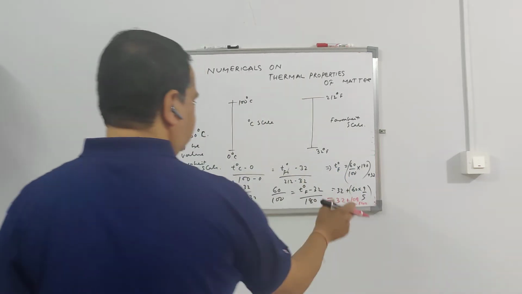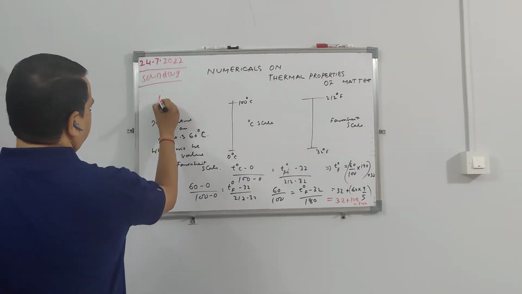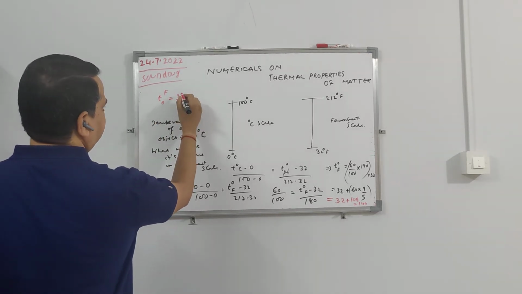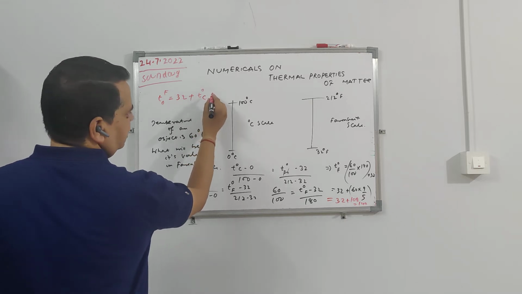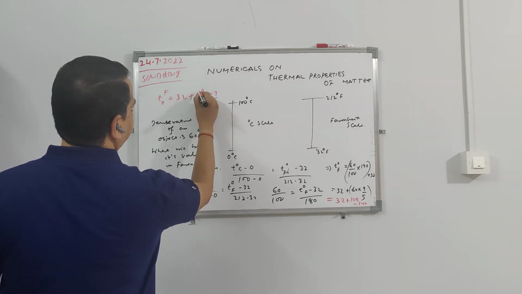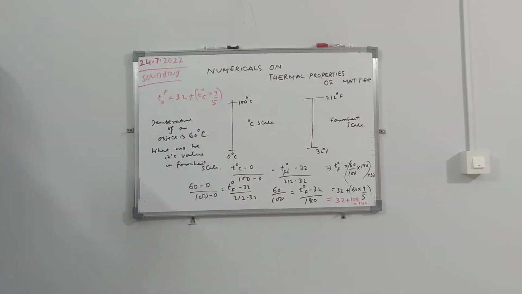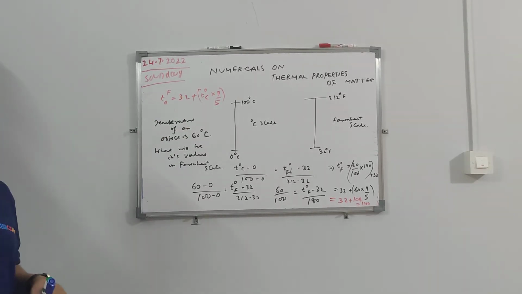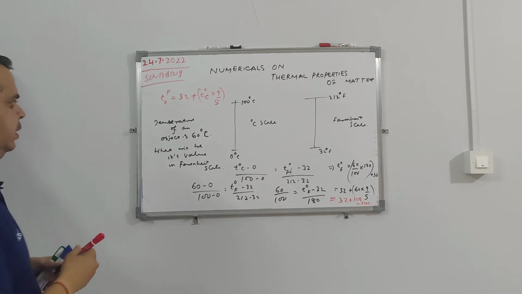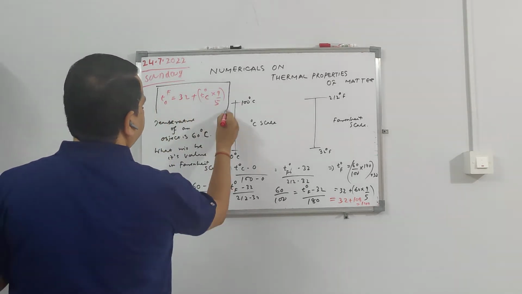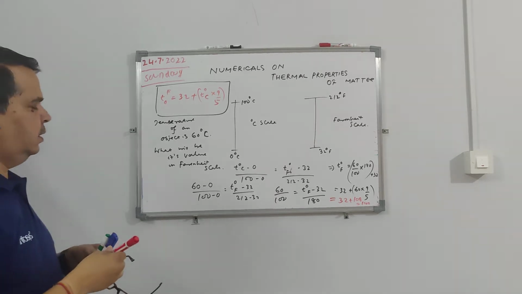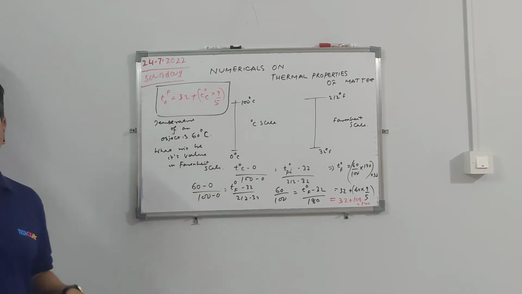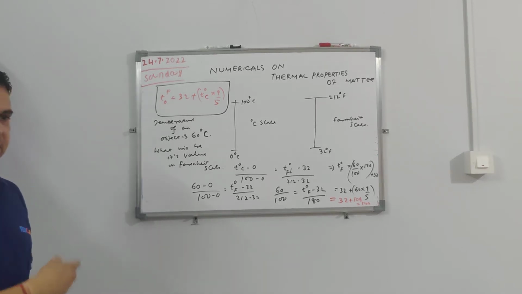So if you don't want to get into these complications, just remember that T degree Fahrenheit is equal to 32 plus T degree centigrade into 9 by 5. Just replace that 60 here. If you know this equation, you can convert Fahrenheit to degree centigrade or centigrade to Fahrenheit, either way. This is the governing equation. This is one question that has come in your JEE.